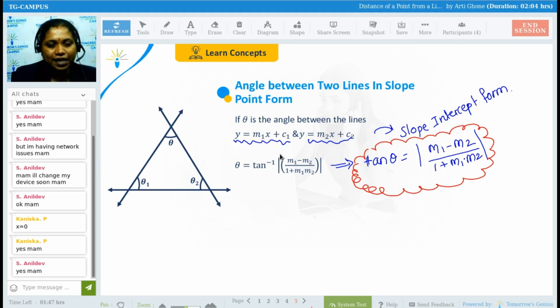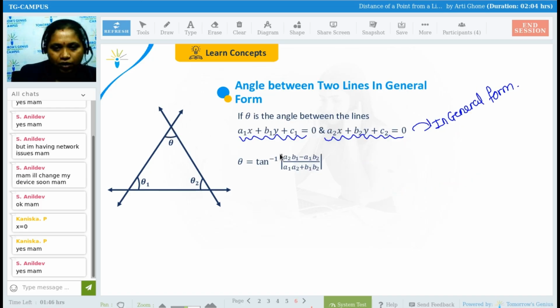Isn't it relevant to the tan A plus B formula? In trigonometry, we have seen the tan A plus B formula: tan A plus tan B upon 1 minus tan A into tan B. Tan is nothing but the slope. Just understand: if my line is L1, then its slope is represented by m1. If my other line is L2, then its slope is represented by m2, and theta is the angle lying between them. Cleared? Yes or no?